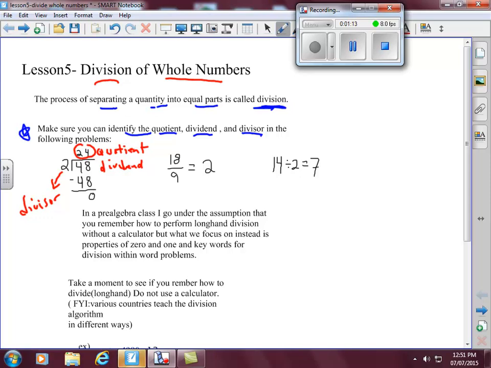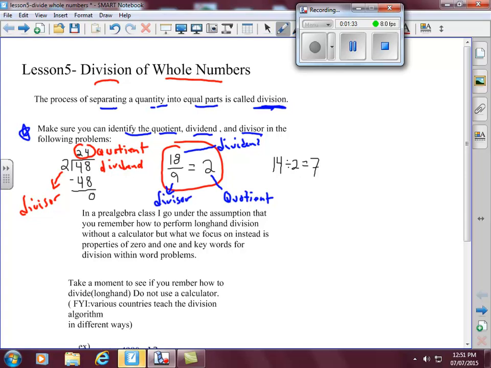Likewise, in this problem, this would read as 18 divided by 9 is 2. So 2 would be the quotient, or the answer to the problem. 18 would be the dividend. So I always say make sure you can map that out. And 9 would be the divisor.